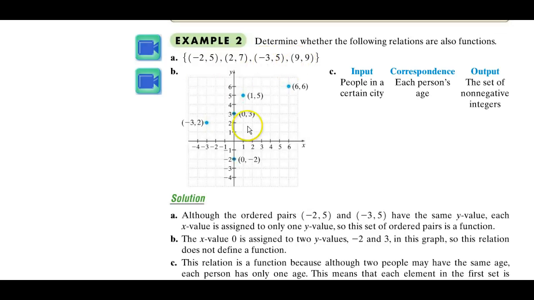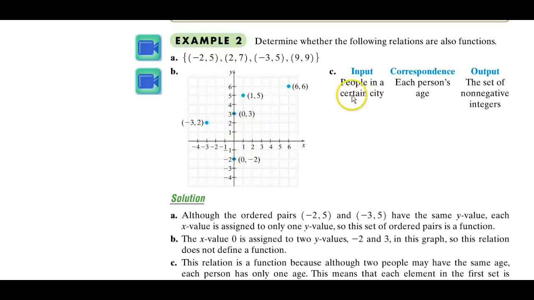Well, how about this graph here? Well, we have a -3. Now note 0 is used once here, and 0 is used once there. So 0 is used twice as an x element. So this is not a function.